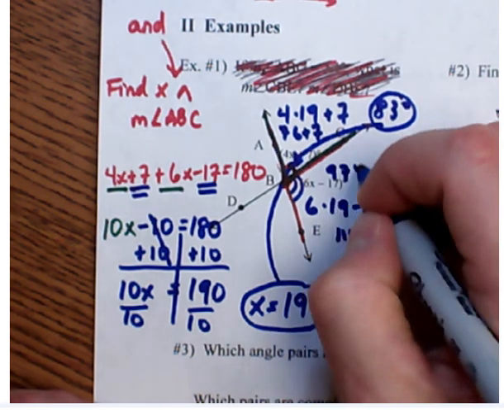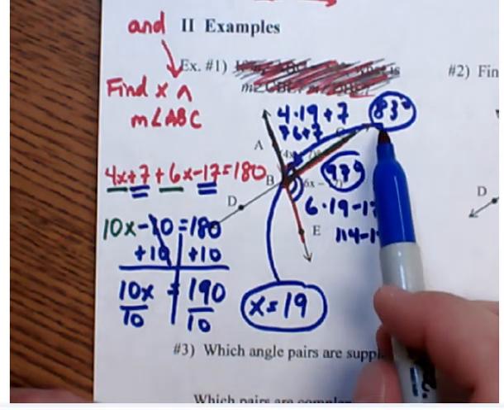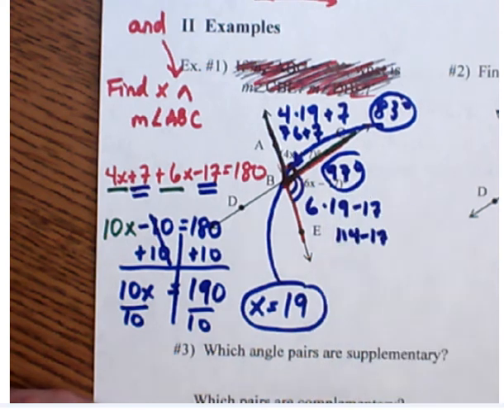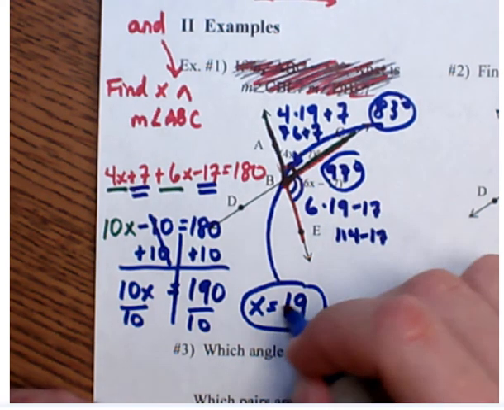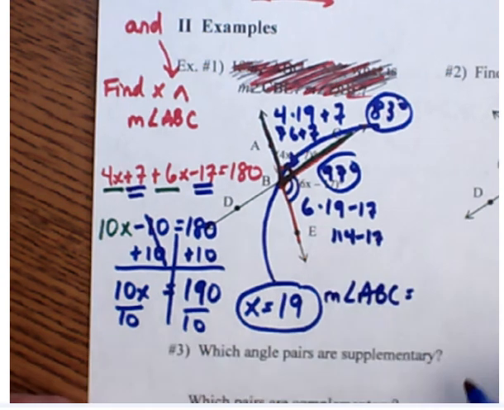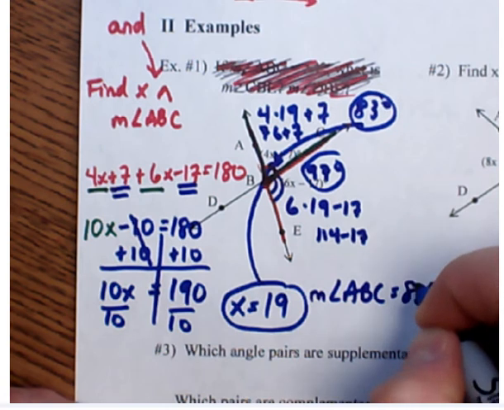So we've got 83 and 97. Oh, if I add those, that adds up to 180. So that's my check right there. I know I'm right. So x is 19, measure of angle ABC equals, that was 83 degrees. That's it.